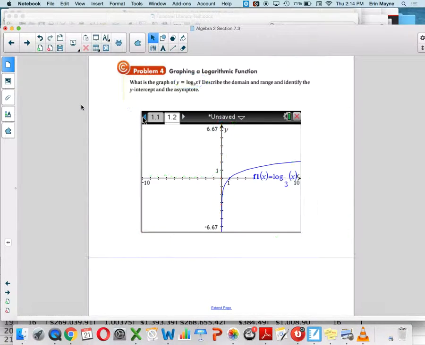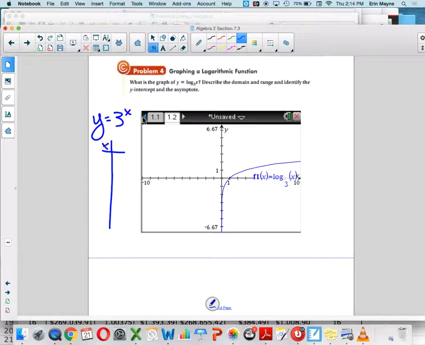Here, you're given a new base. Y equals log base 3 of x. Now, I'm going to, again, stress 75% of you will do best if when I say, hey, graph this log, it's going to help you if you actually graph what first? The inverse, which is 3 to the x.